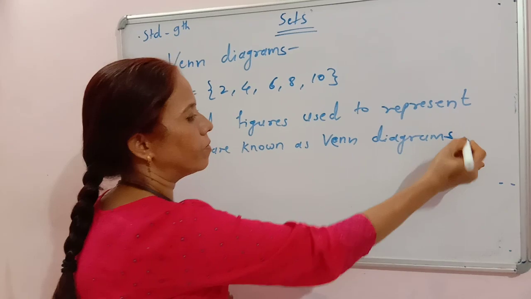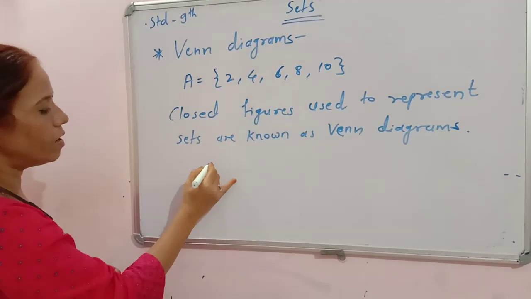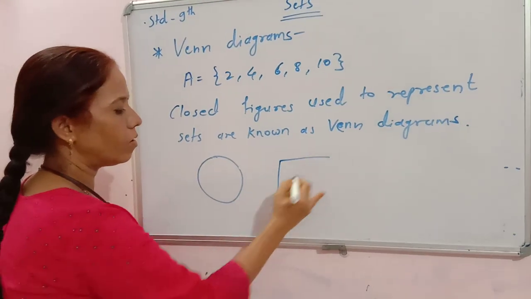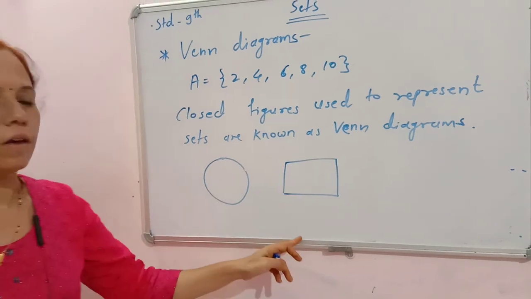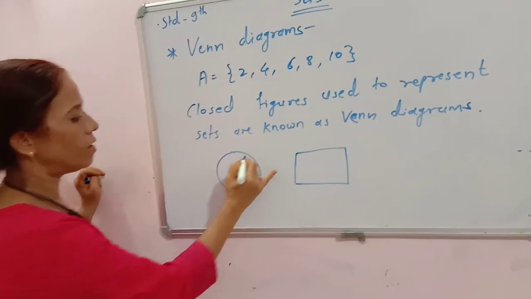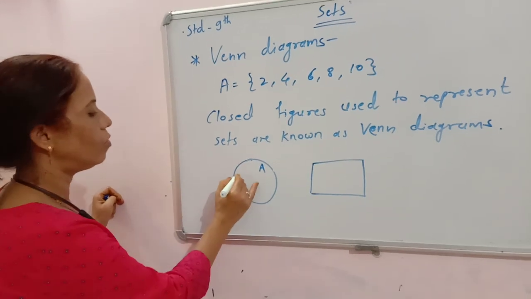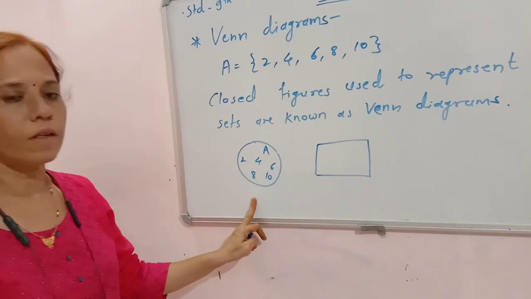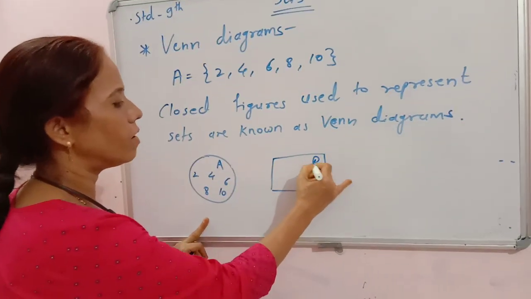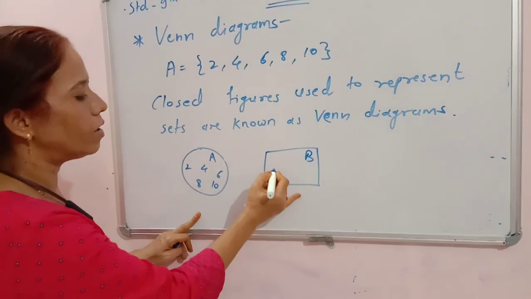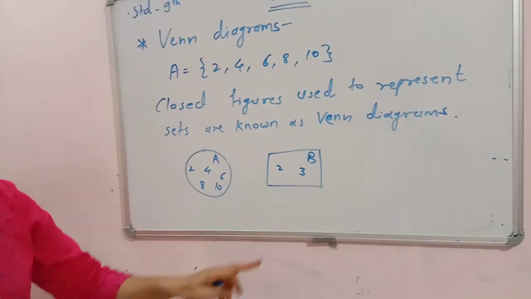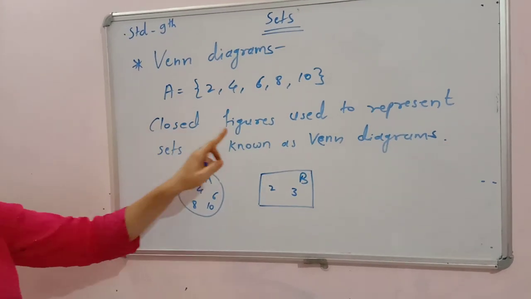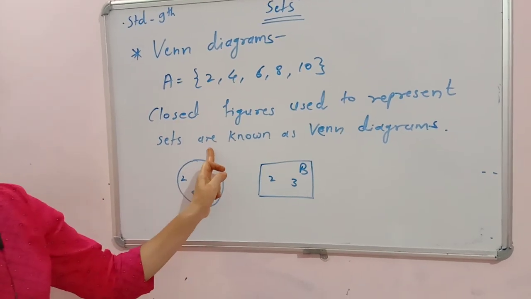Okay. For example, A is a set. We can use any closed figure, for example, a circle. You can use a rectangle or you can use a triangle to represent the set. If A is a set, it is written here. And which are the elements? 2, 4, 6, 8 and 10. These are the elements in this set. Another set is there, suppose B, which contains only 2 elements, that is 2 and 3. So what are Venn diagrams? Closed figures used to represent the given sets.